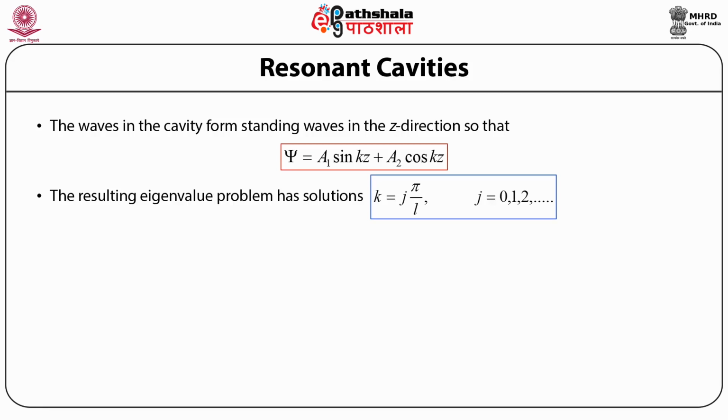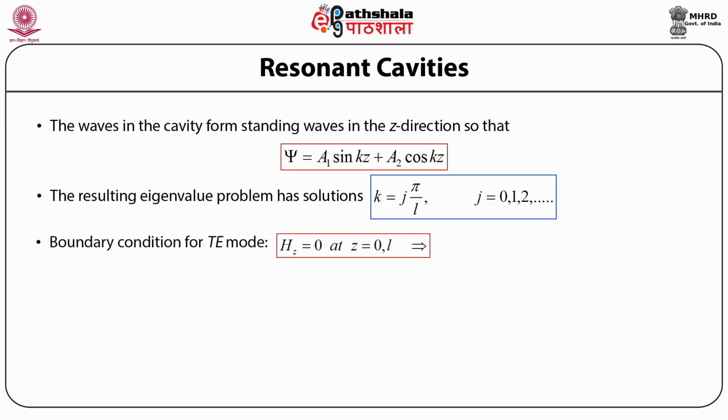Here we substituted the wave function psi in the above wave equation that we had derived for the waveguides. Now applying the boundary condition for the transverse electric mode, that the longitudinal component of magnetic field Hz is equal to 0 at z equal to 0 and z equal to L, that is at the beginning and the end of the cylindrical resonant cavity.